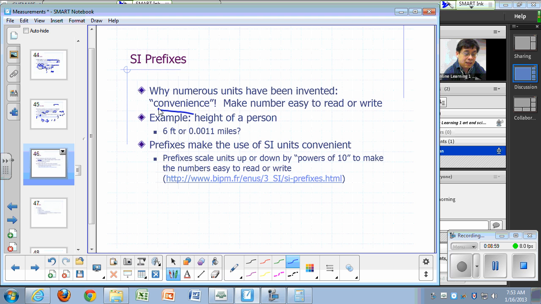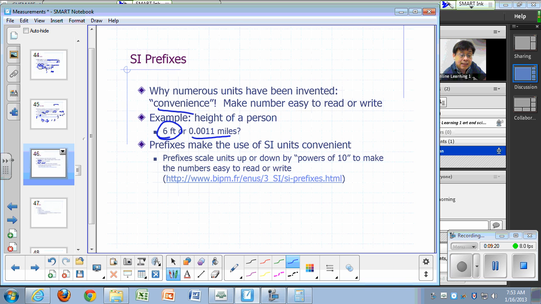So for example, let's say you want to express the height of a person. You can say a person is 6 feet tall. Or would you prefer to say a person is 0.0011 miles? Obviously, feet is a more convenient unit for expressing the height of a person. So it's all about convenience to a large extent.